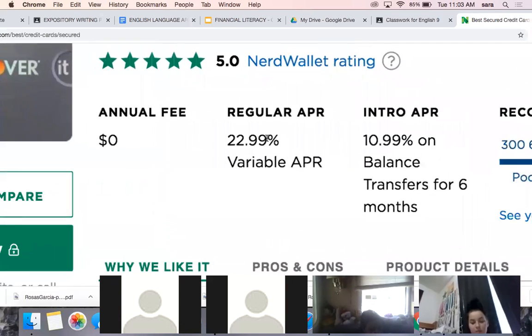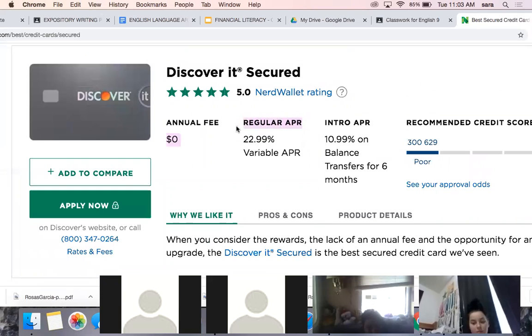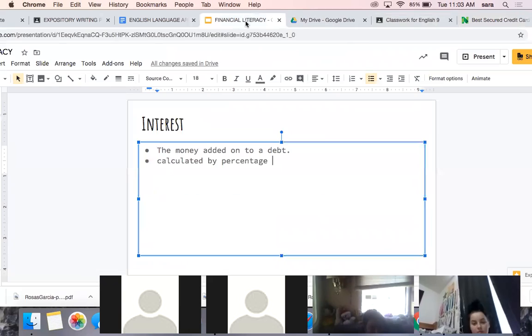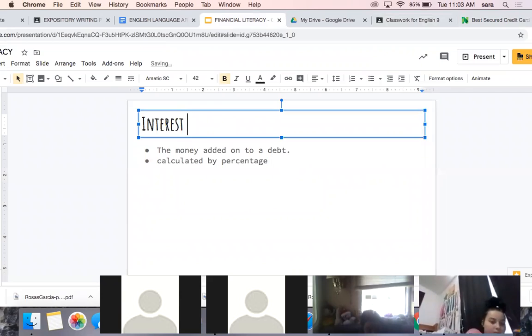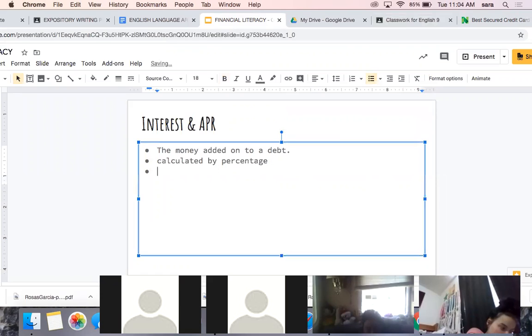But there's something in here called APR. Okay, so what is APR? Let me define that for you guys in our notes. APR and interest are the same thing. APR means the annual percentage rate. That's what APR is: annual percentage rate. So that means yearly percentage rate.